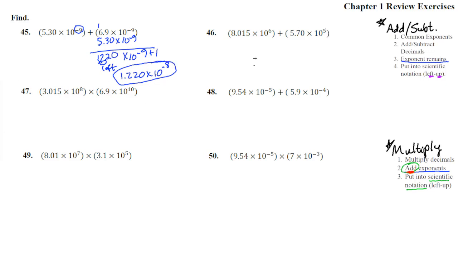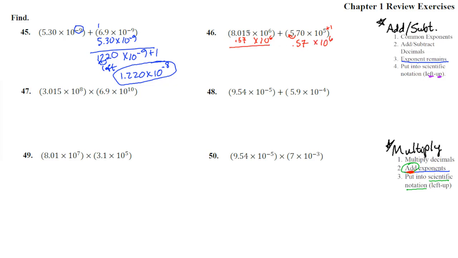Okay, next one. Number 46. 8.015 times 10 to the 6th plus 5.70 times 10 to the 5th. Oh, they're not common exponents. We're adding. We need to get common exponents. So this guy has to go up 1, and that guy will go to the left. That 0 kind of doesn't help us. So we're going to have 0.57 times 10 to the 6th. That's what that just changed into. 0.570 times 10 to the 6th power.